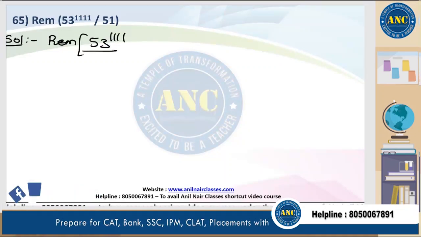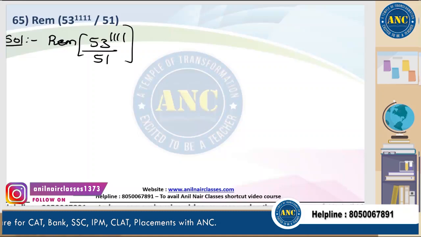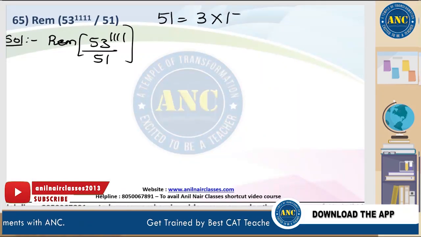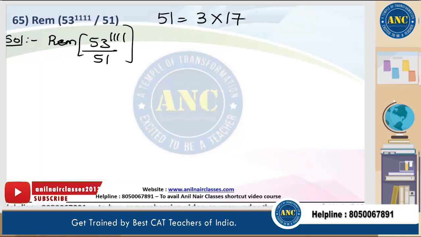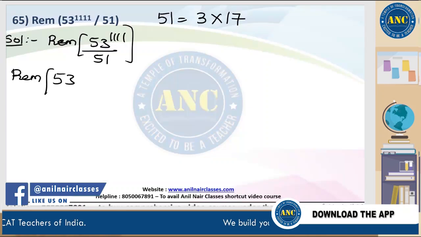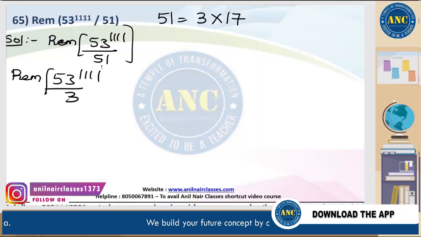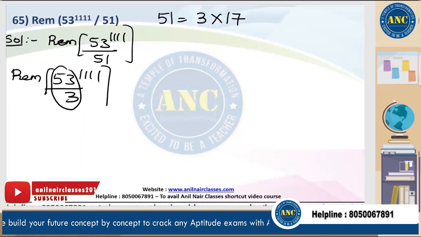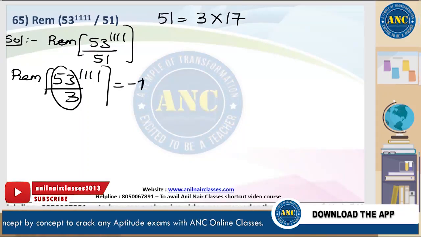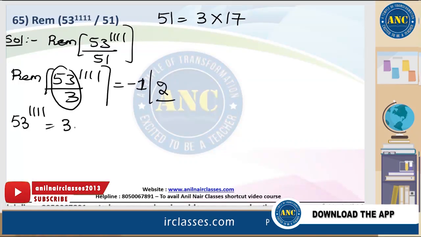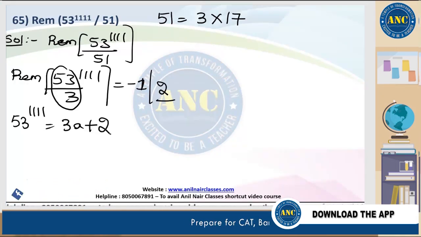Remainder of 53 power 11111 divided by 51. 51 is a composite number. Write it as a product of co-primes, 3 and 17. Now you can use first 3. 53 power 11111 divided by 3: 3 18s are 54, so 53 is minus 1. Minus 1 power odd is minus 1. Negative remainder minus 1, positive remainder 2. So 53 power 11111 when divided by 3 gives a remainder 2. This is over.